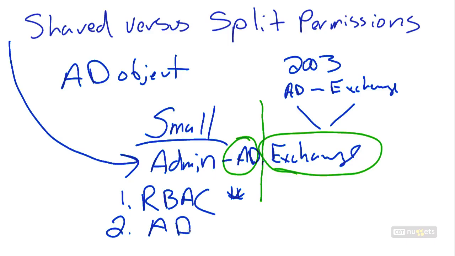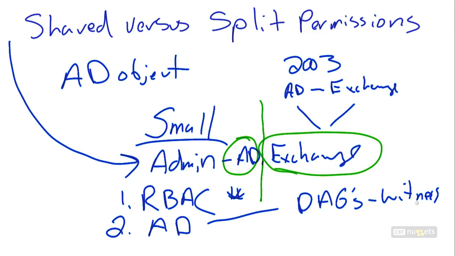One of the examples I'm going to use is, I don't know if you remember way back when we were doing DAGs, and we needed to set up a witness. Well, a witness requires that Exchange have some permissions. In fact, I'm going to show this to you. It gets it through the Exchange Trusted Subsystem, where it could configure the share and the permissions needed all by itself without an Active Directory person.